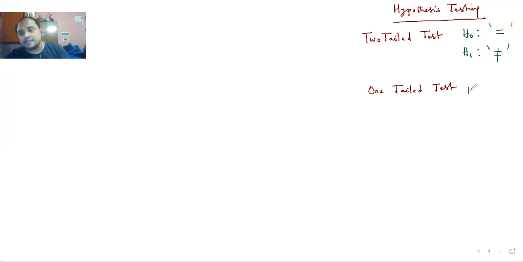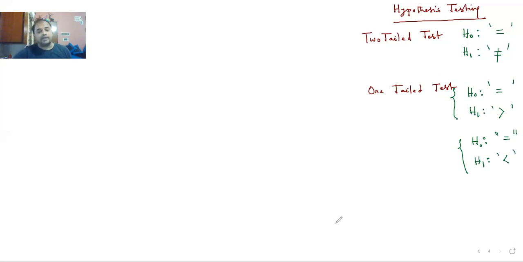However, in one-tailed test, you are going to get a combination like this. In a one-tailed test, if I consider in the null hypothesis the equality sign, in the alternative hypothesis we may consider the greater than sign. This combination is one type of one-tailed test. If someone considers in the null hypothesis the equality sign like this, and in the alternative hypothesis considers the less than symbol, then it is also a kind of one-tailed test.